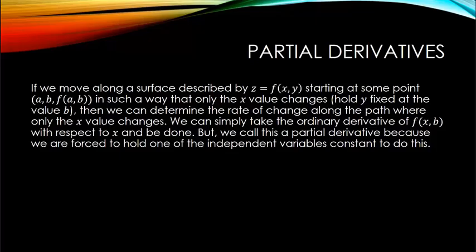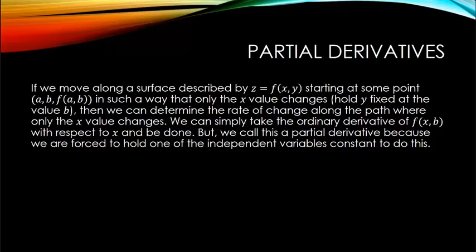If I move along a surface described by z is equal to f of x,y, starting at some point that I'll label a, b, and f of a,b, in such a way that only the x value changes. In other words, I'm going to hold y fixed at the value b, and then we're going to determine the rate of change along the path where only the x is changing. If I do this holding everything but x constant, it's simply the process of taking an ordinary derivative of the function f of x,b with respect to x and be done.